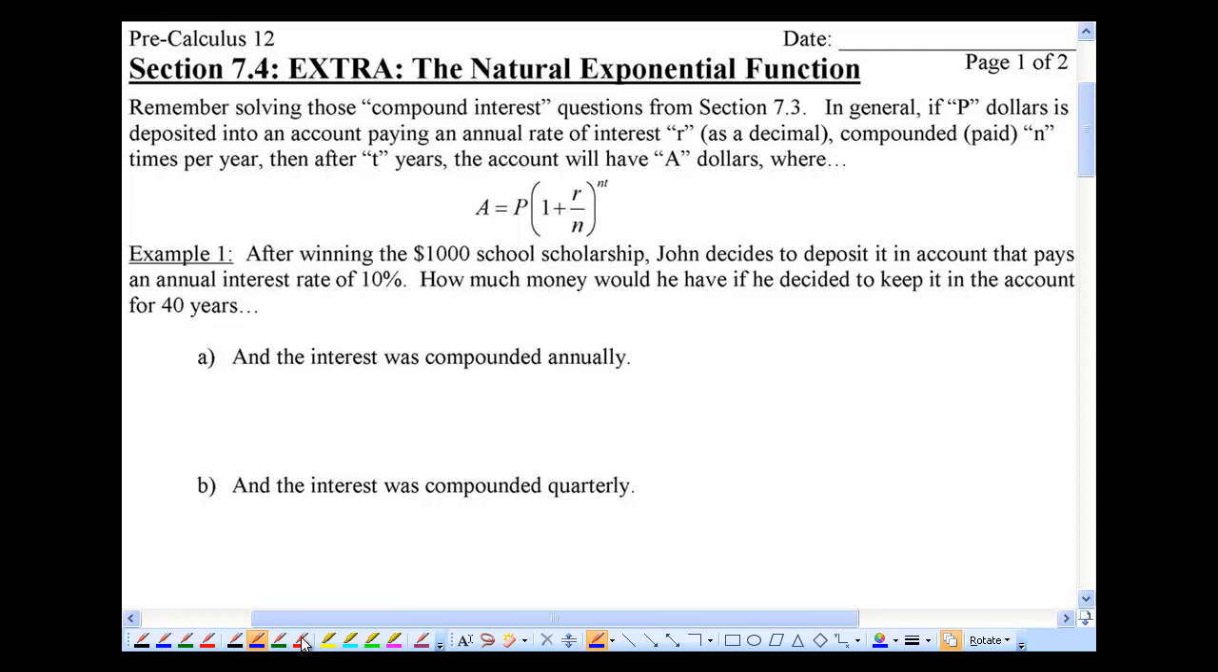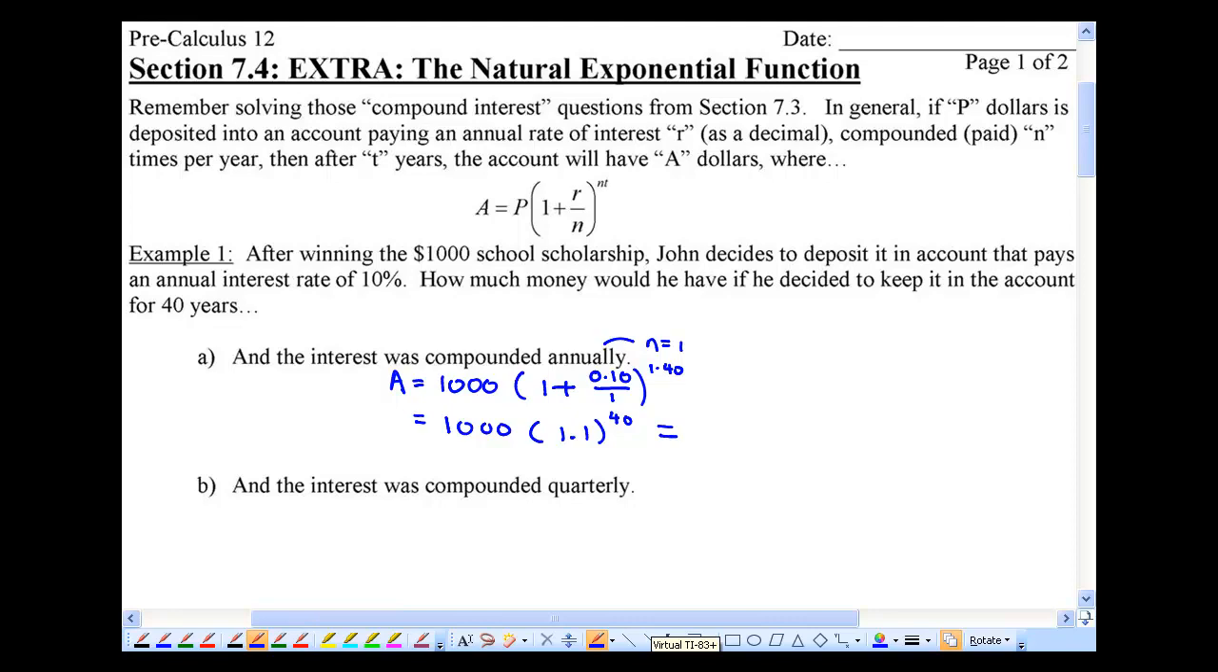Annual interest just means that the n value equals 1, right? N equals 1. So A equals P, which is $1,000. So I'm going to replace P with 1,000, times 1 plus the interest rate, which is 10%, so 0.10. Because this is annually, I'm dividing it by 1. And then 1 times 40 is just 40. I'll simplify this. That's just 1,000 times 1.1 to the power of 40.